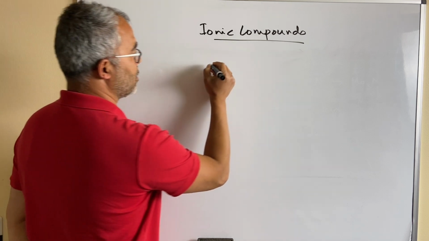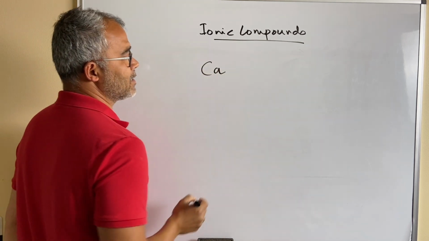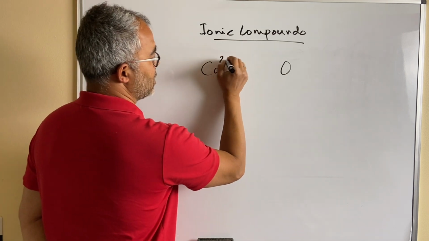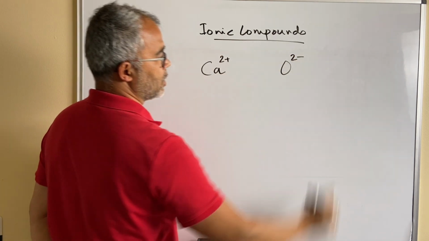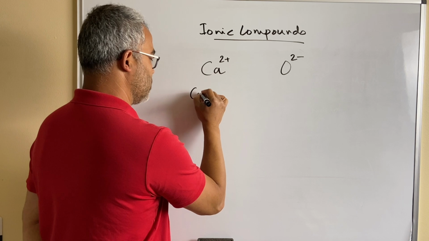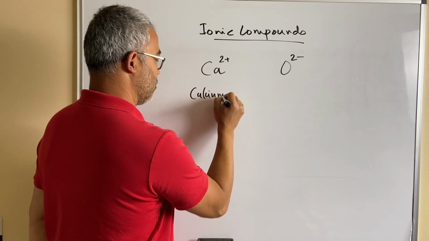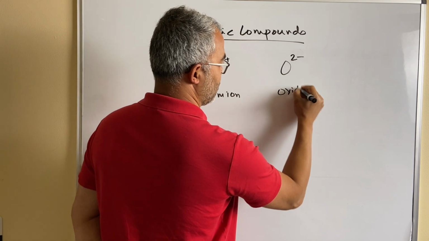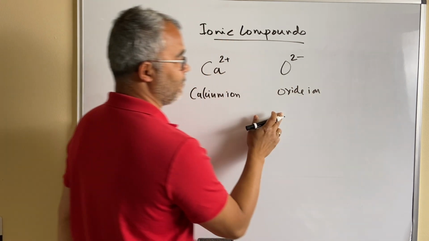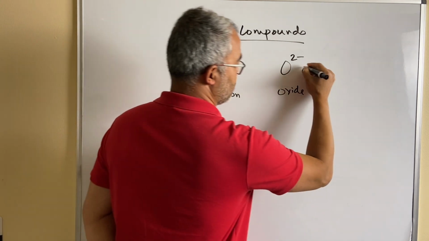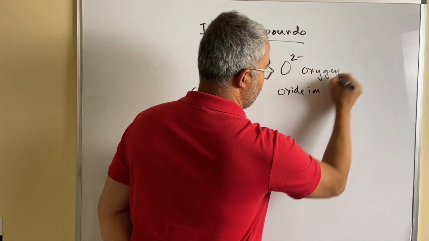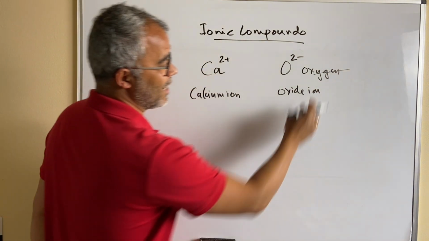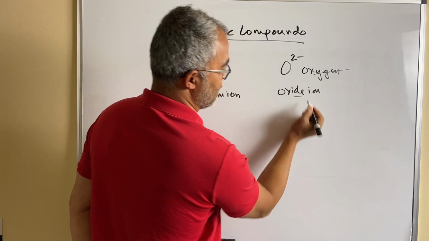Okay, let's take a look at another one. So let's say we're trying to combine calcium with oxygen. Calcium forms the ion Ca2+, oxygen is O2-. Name of this would be calcium ion. The name of this would be oxide ion. Notice carefully, that was oxygen. You remove the -ygen and replace it with an -ide.